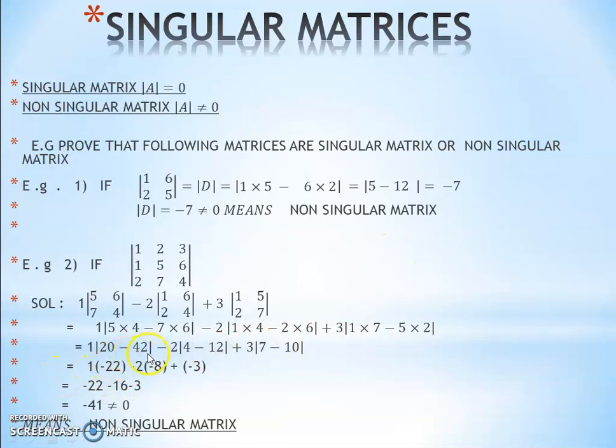20 minus 42 is minus 22. 4 minus 12 is minus 8. 7 minus 10 is minus 3. And outside it is 3. So the final answer is minus 41. It is a non-singular matrix. That is what we have to prove.